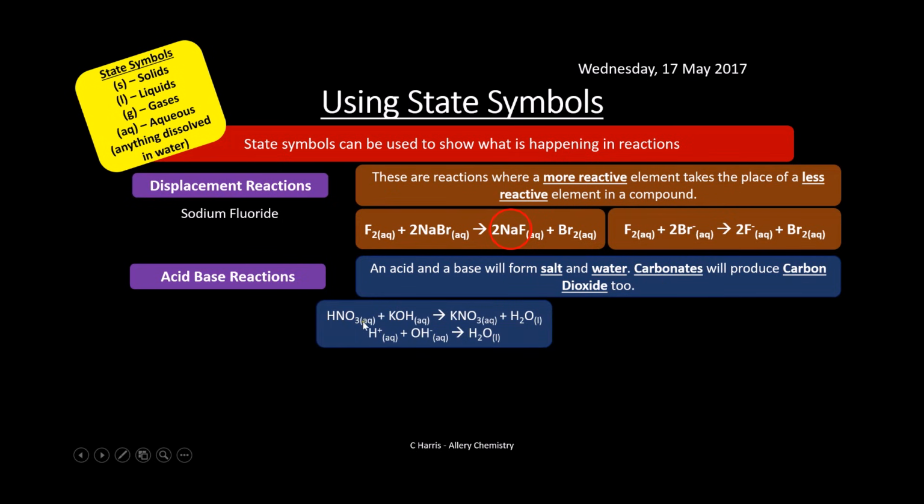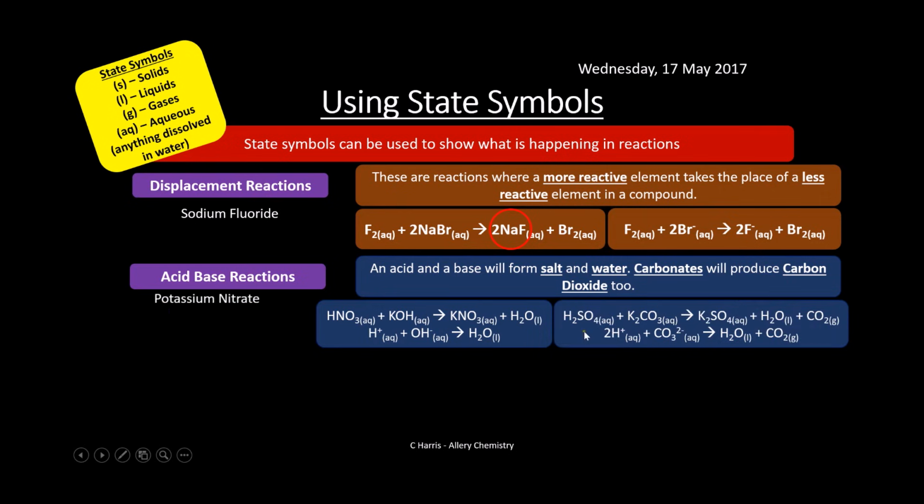So here it is, nitric acid plus potassium hydroxide. That'll form potassium nitrate and water. Again, this is your salt. Get rid of the spectator ions, that's your potassiums and your nitrates, and we're left with H plus and OH minus forming water. Notice the state symbols. Water's liquid, your ions are always aqueous.